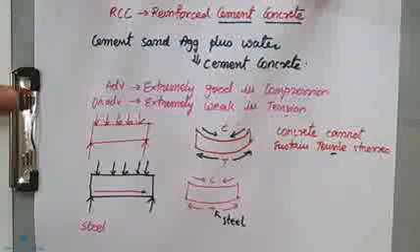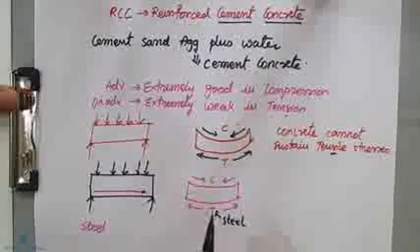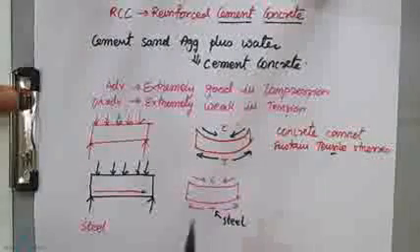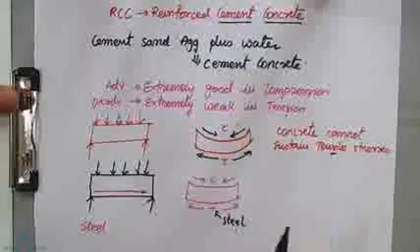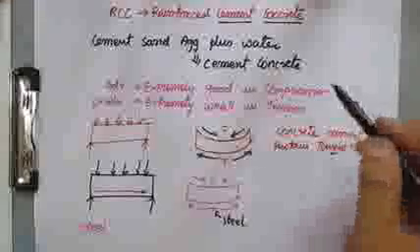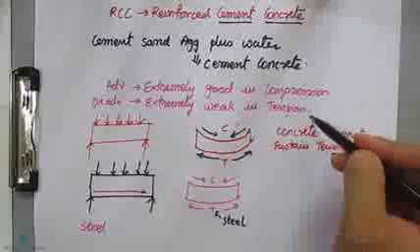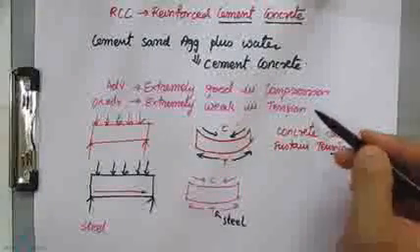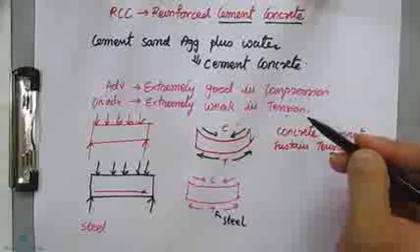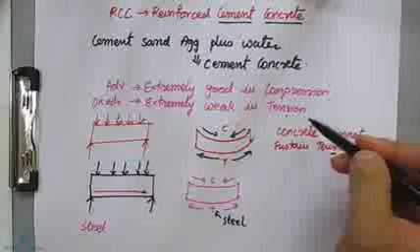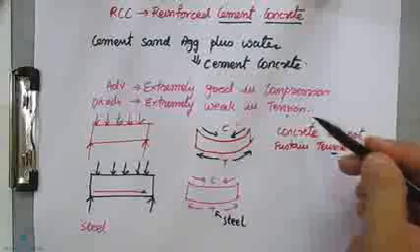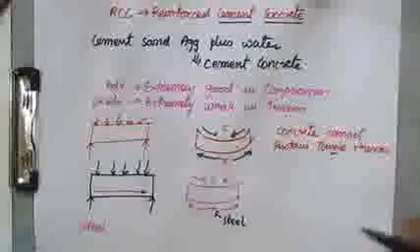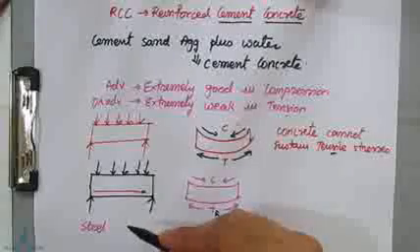So this is the general idea, or the general gist, of RCC: to take care of compression and tension. Because the concrete is very good in compression but weak in tension, we provide the reinforcing bars in the tension zone to take care of the tensile stresses. But this is only with respect to the simply supported beam.